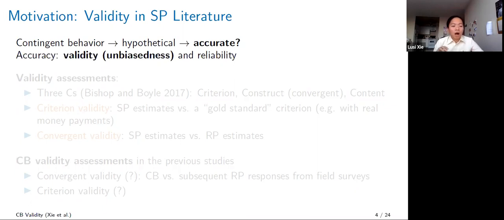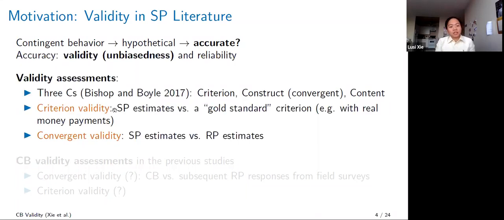assess the unbiasedness of estimates from a non-market method. And in particular, there are three types of validity assessments: criterion, construct or convergent, and content validity. This paper looks at criterion and convergent validity.